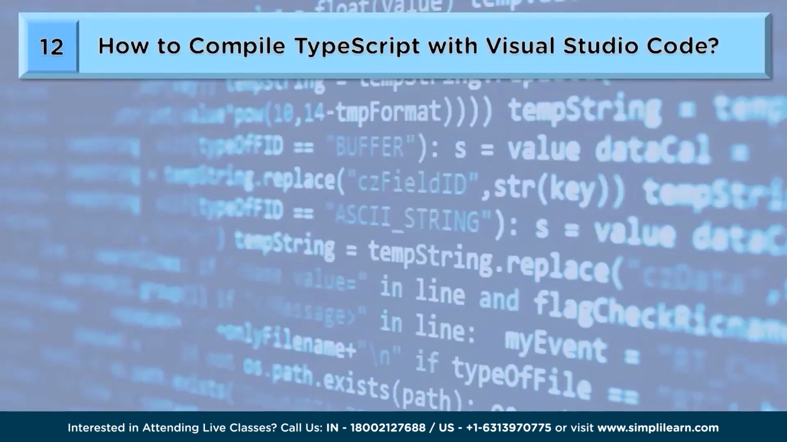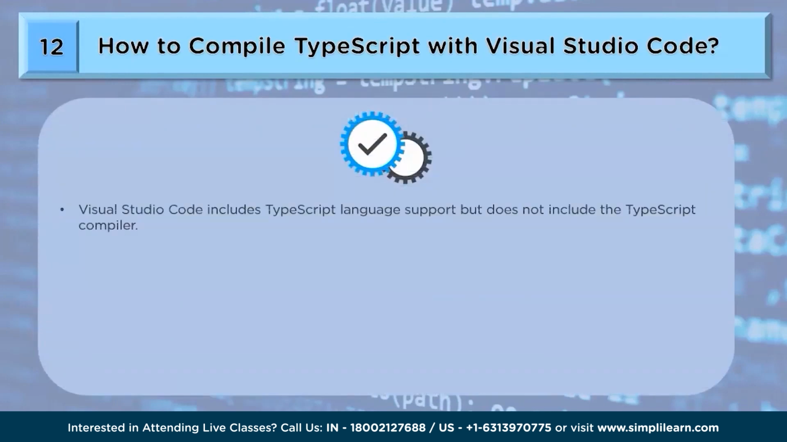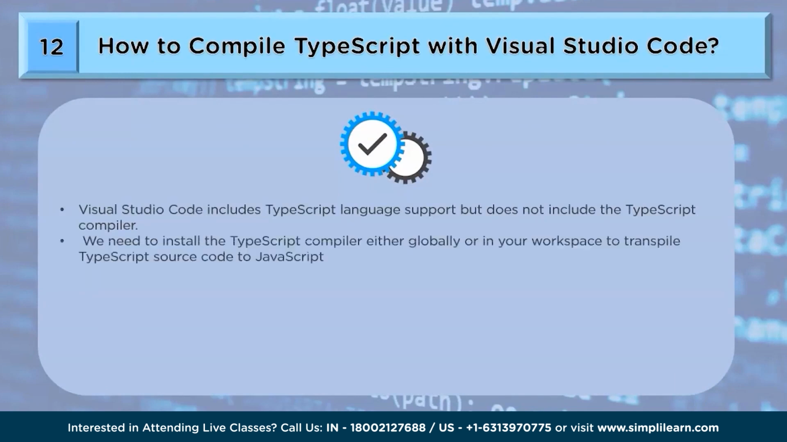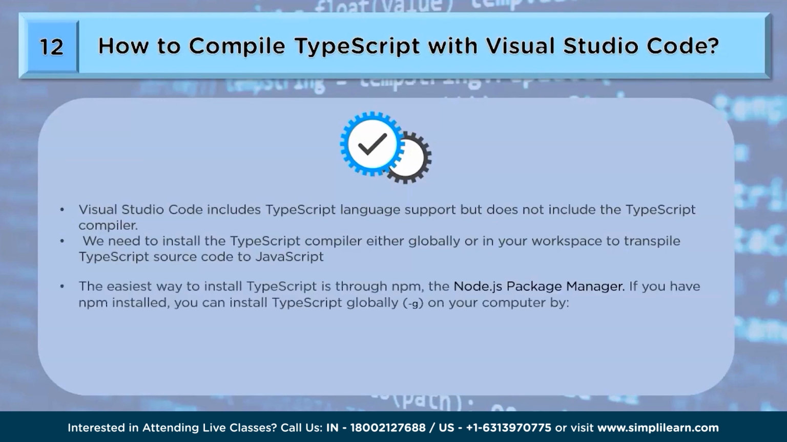How to compile TypeScript with Visual Studio Code? Visual Studio Code includes TypeScript language support but does not include the TypeScript compiler. We need to install the TypeScript compiler either globally or in our workspace to transpile TypeScript source code to JavaScript. The easiest way to install TypeScript is through the Node package manager. If you have npm installed, you can install TypeScript globally on your computer by using this command, npm install -g typescript. We can test the installed TypeScript by checking the version. For this, run the command tsc --version.